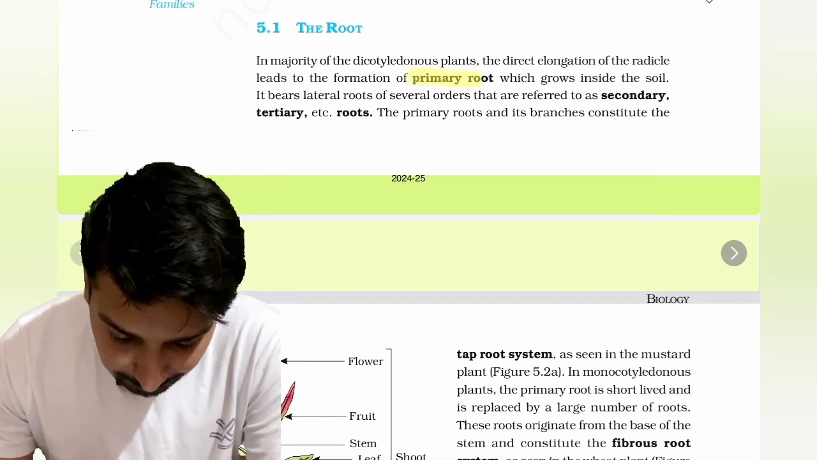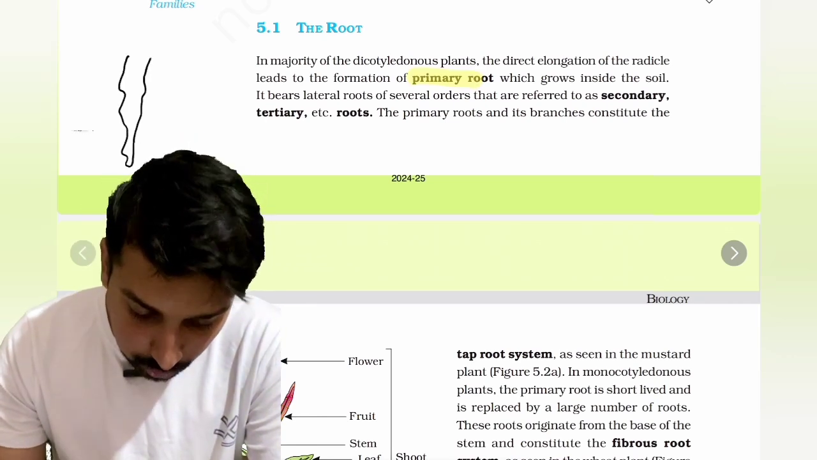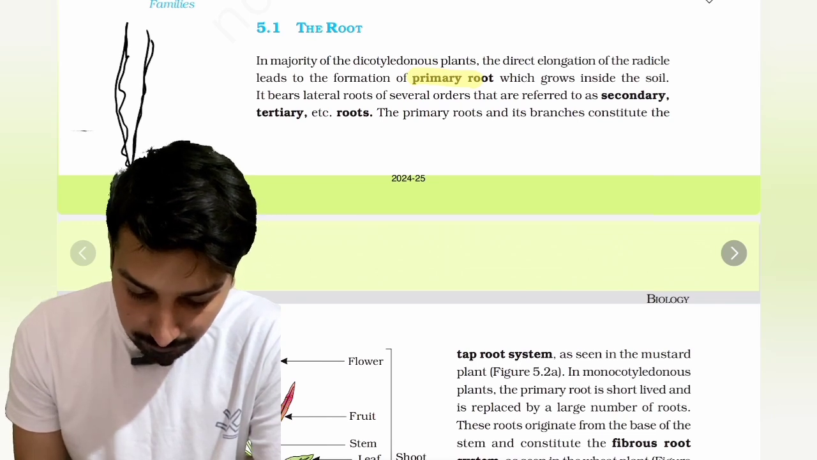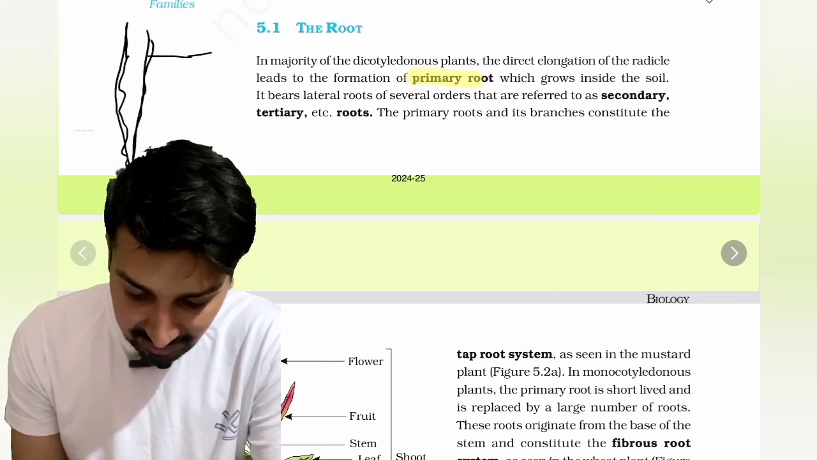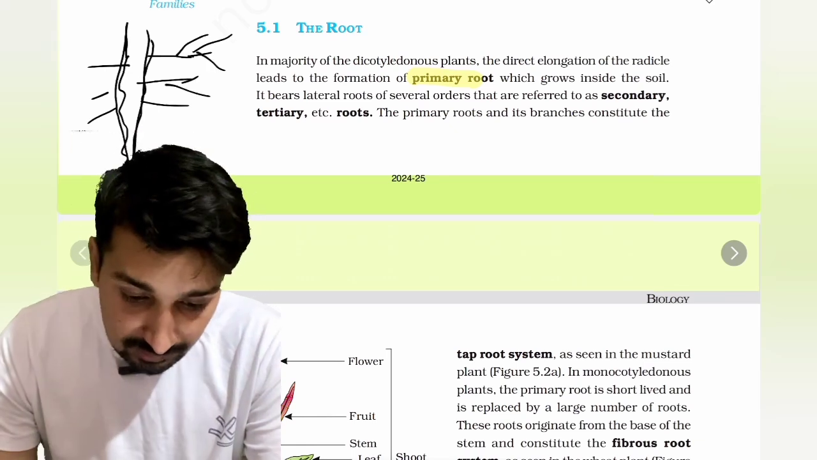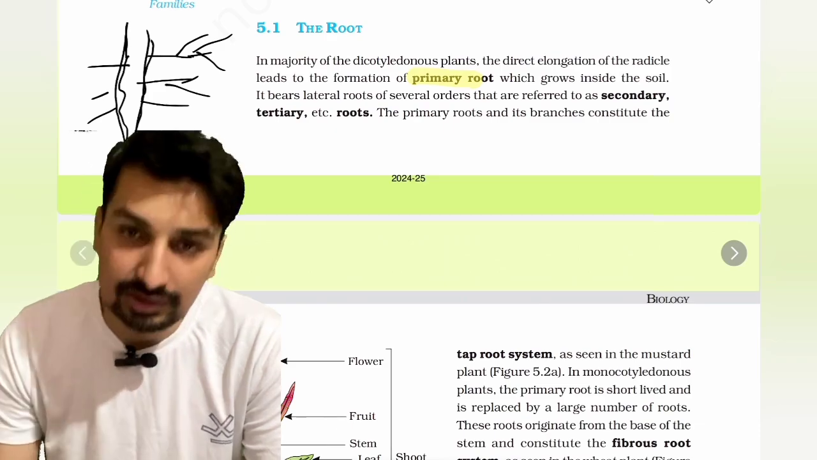Primary root means the main root that is growing. If this is our main root, that is called primary root. From here you are going to have secondary root, and from secondary roots you may have tertiary roots. So the primary branches constitute the taproot system.